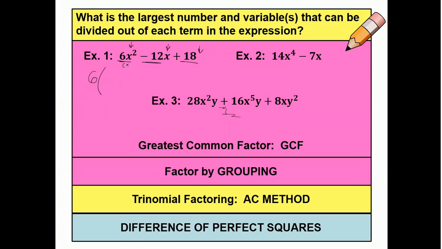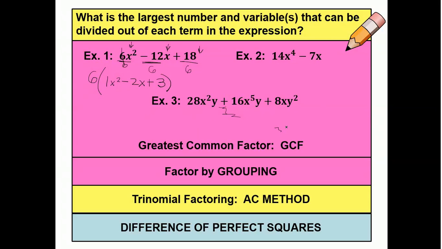So I'm going to divide this by 6, this by 6, and that by 6. So this is going to be 1x squared. Negative 12 divided by 6 is negative 2x. And 18 divided by 6 is 3. So I have factored out my greatest common factor, which was 6. Let's look at this second example.